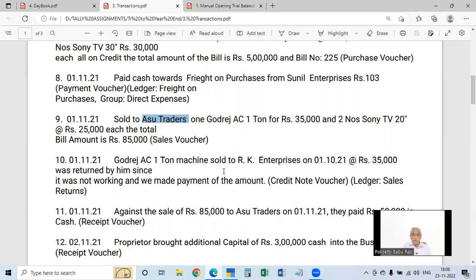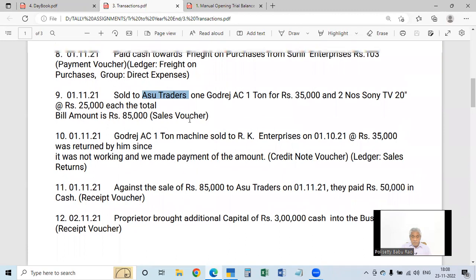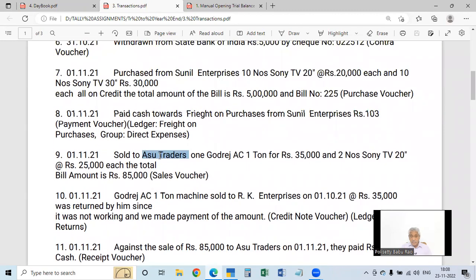If it is no, we have to make it yes. That is, maintain balance bill payable or enable bill wise details. If you enable that, when you are creating the parties' accounts, either debtors or creditors, after the group, that is sundry debtors or sundry creditors, it will ask you maintain balance bill payable. You take yes. That's all.